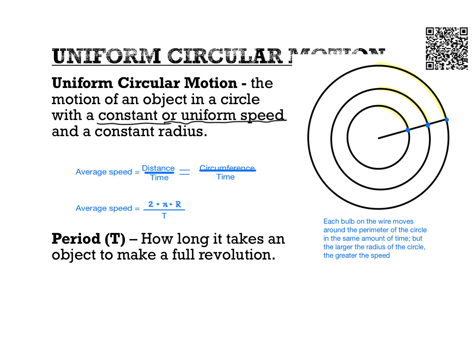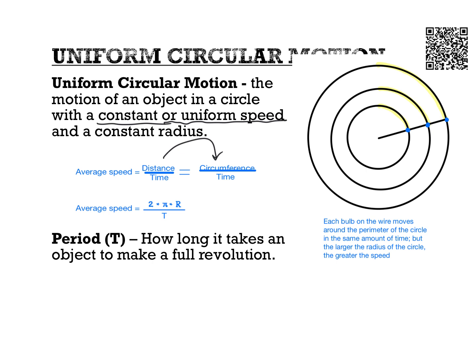Well, the distance, of course, in a circle is its circumference. So the average speed is going to be 2 pi r over T, the time. Big T is the period, how long it takes to make a full revolution. So the average speed is going to be the circumference of the circle divided by the period.